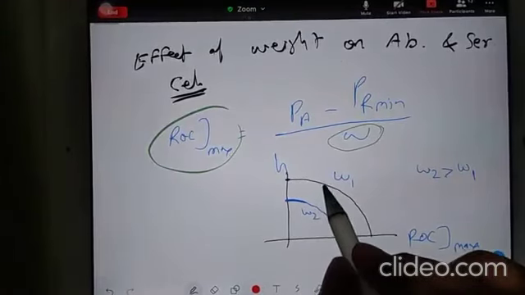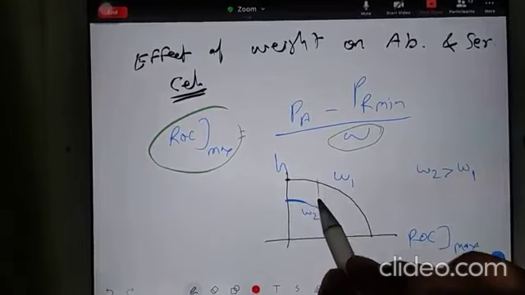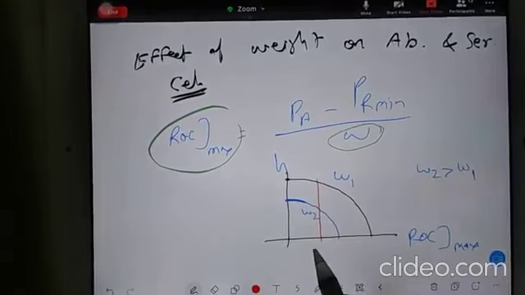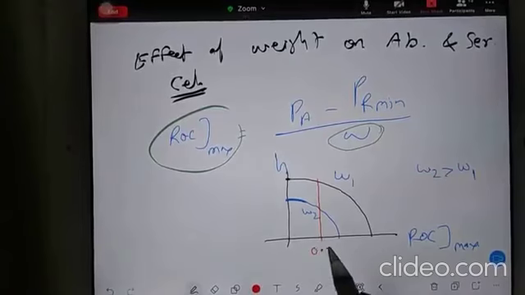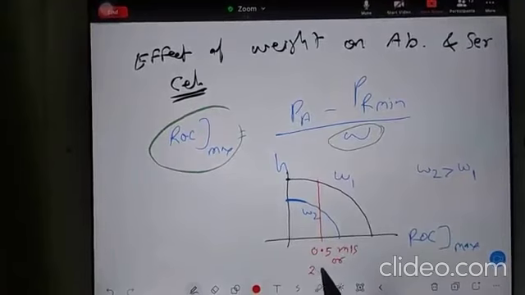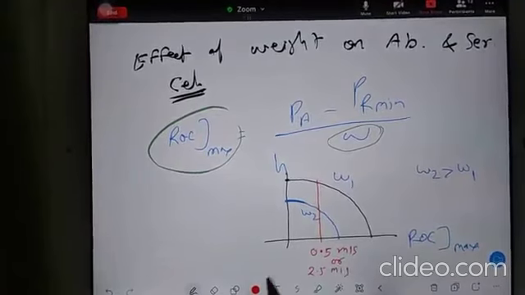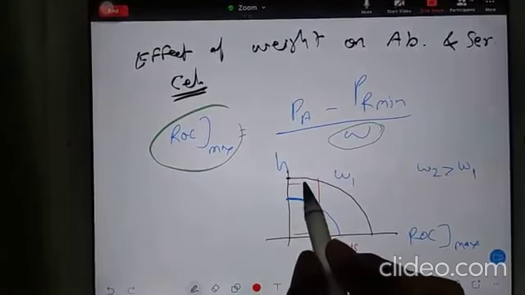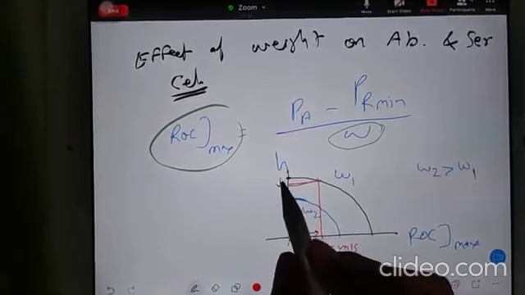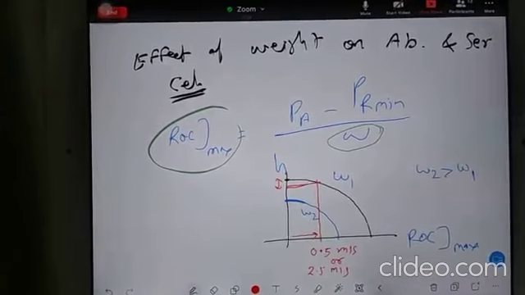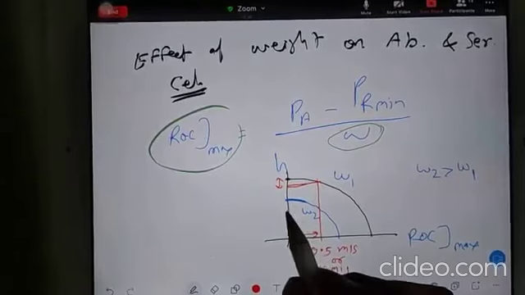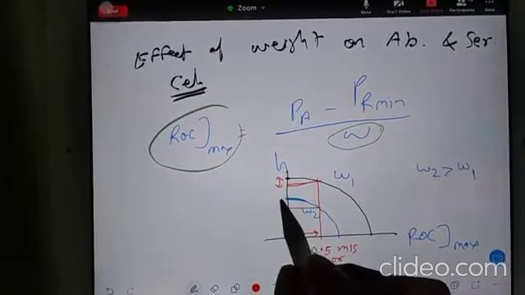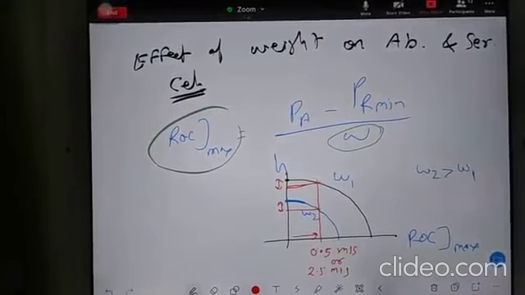So somewhere here you should cut and you should say that if it is propeller then it is 0.5 meter per second, or if it is jet engine then 2.5 meter per second. Like this much ROC you should touch. It means what? Only this much height is permissible. This height you should not touch at a particular weight. And if you are flying with W2, then you should not touch this much height.